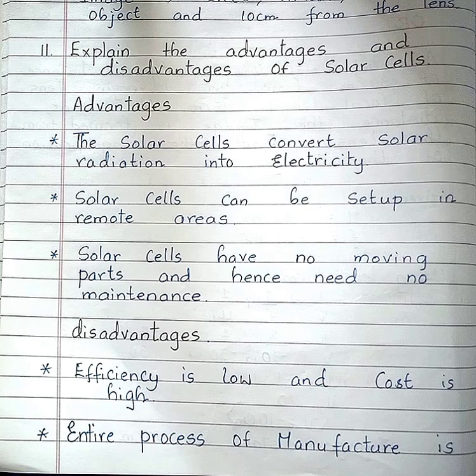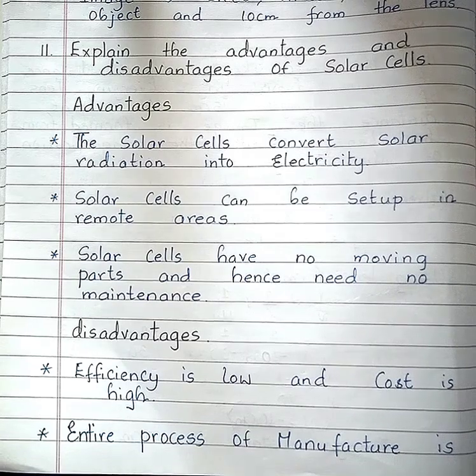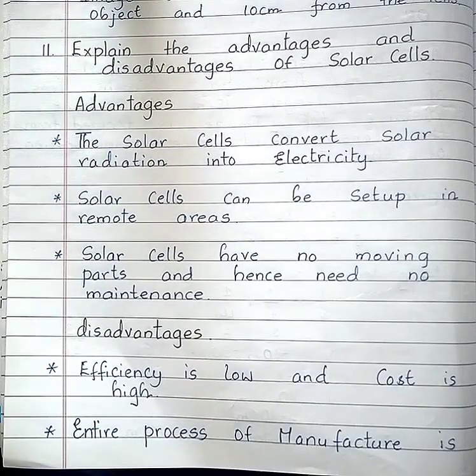Question 11. Explain the advantages and disadvantages of solar cells. The advantages of solar cells are: A. The solar cells convert solar radiation into electricity. B. Solar cells can be set up in remote areas. C. Solar cells have no moving parts and hence need no maintenance.